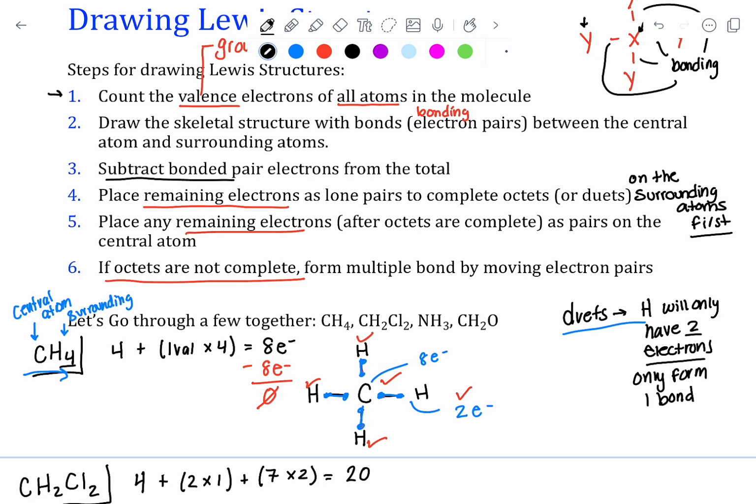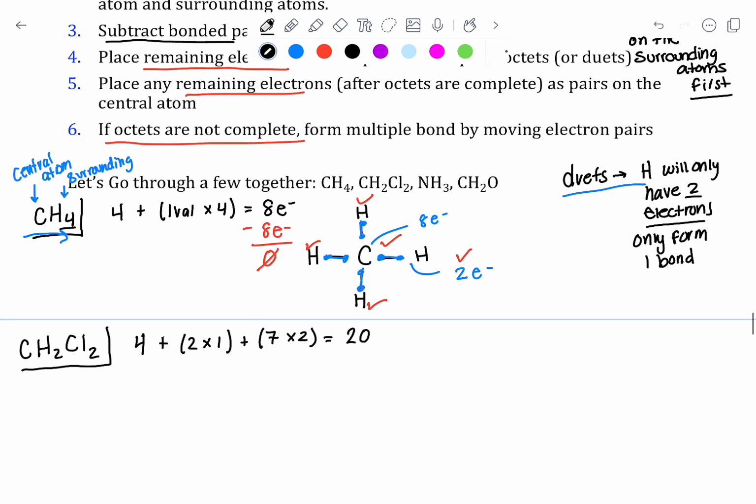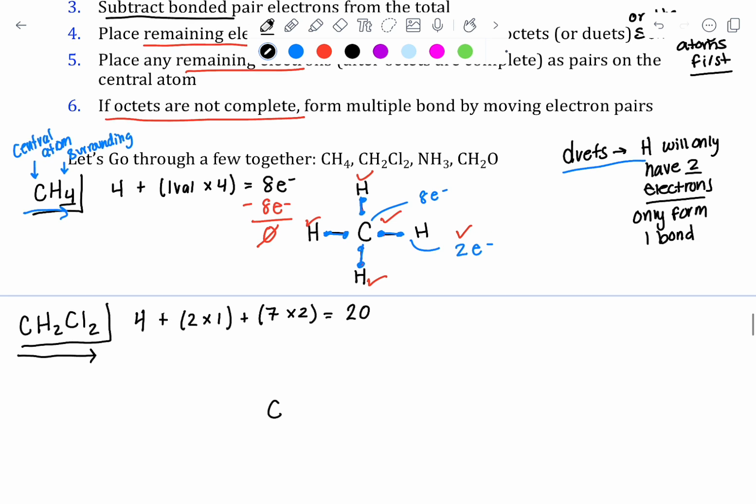Next up, we want to draw our skeletal structure with bonds between the central atom and the surrounding atoms. Well, remember, we read from left to right, so our central atom is carbon, and the atoms that surround it are going to be 2 hydrogens and 2 chlorines.